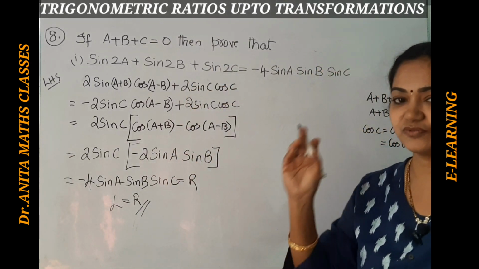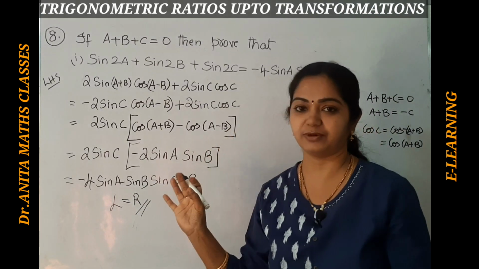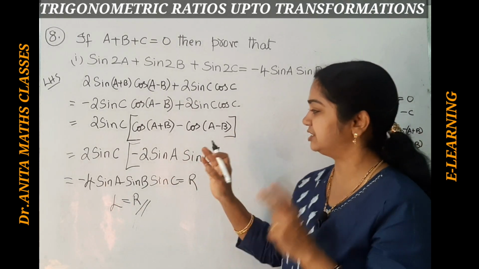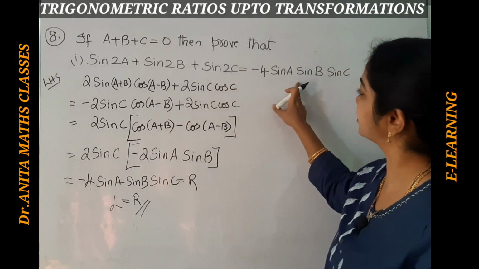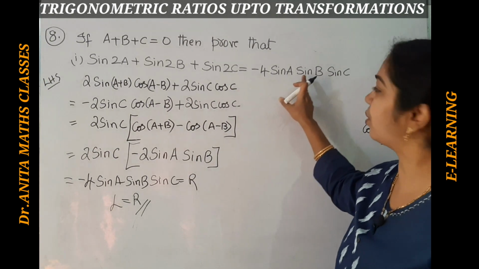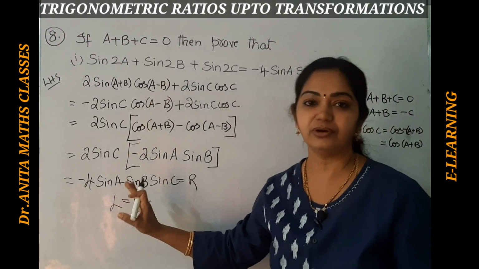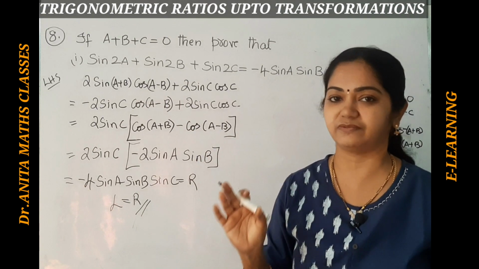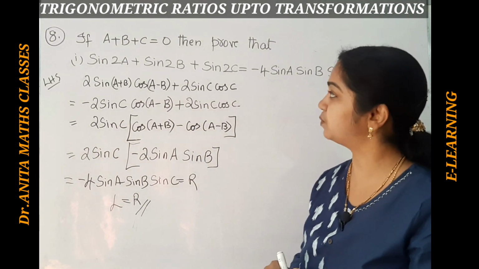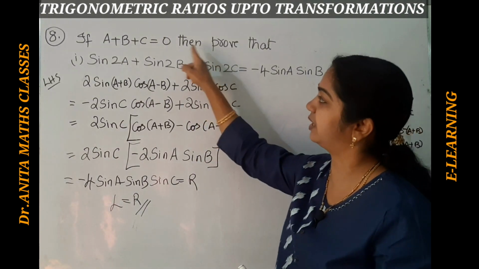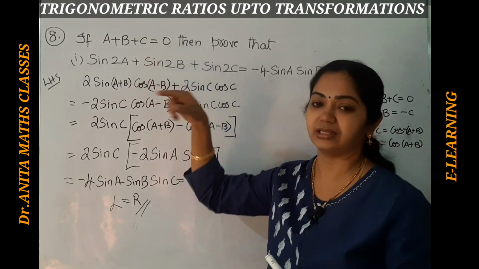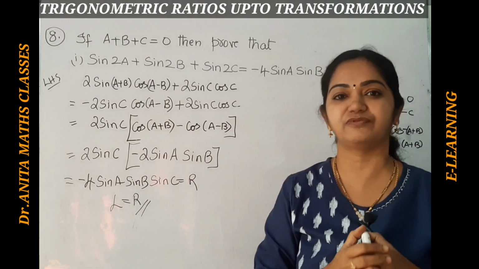All these problems from 4th problem till the 8th problem are in a similar fashion. Just you need to see the RHS here. According to the RHS, you have to transform using the transformation formulas. So there is one more question in this 8th one. A plus B plus C is equal to 0. The second bit. So practice for yourself.